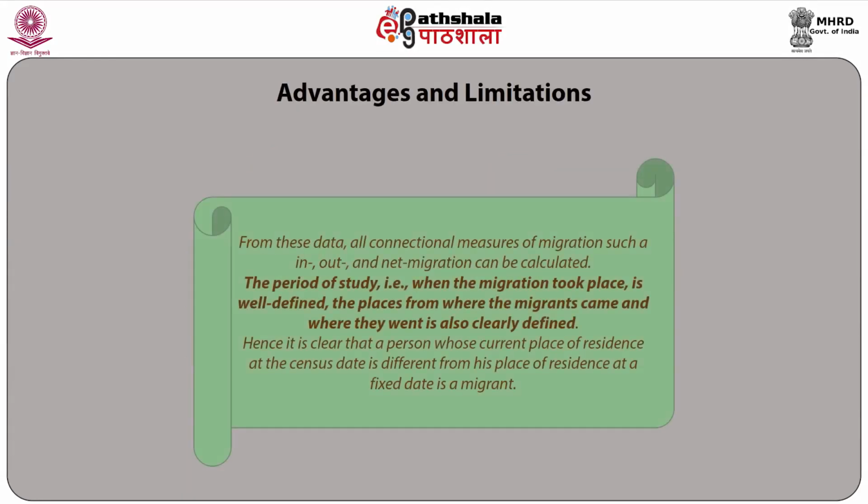From these data, all conventional measures of migration such as in, out, and net migration can be calculated. The period of study, that means when the migration took place, is well defined. The places from where the migrants came and where they went are also clearly defined. Hence, it is clear that a person whose current place of residence at the census date is different from his place of residence at a fixed date is a migrant.